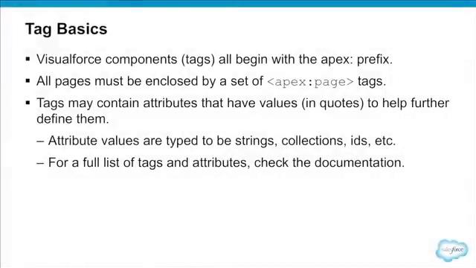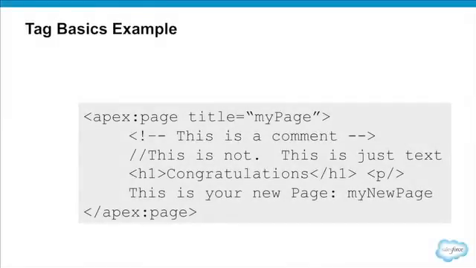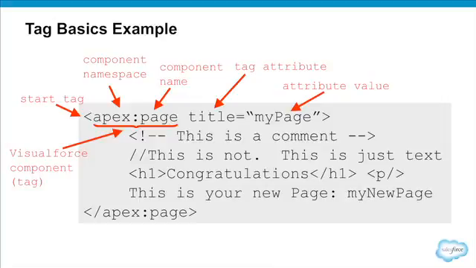Your tags might have attributes which further refine their behavior within the page. Here's some example markup. So here we have our page tag with the title attribute. Comments, this being a markup language, are done with the angle bracket bang and then dash dash, and closed with the dash dash angle bracket. If you do an apex comment, it's merely going to display it. So here we have our one-line apex comment.